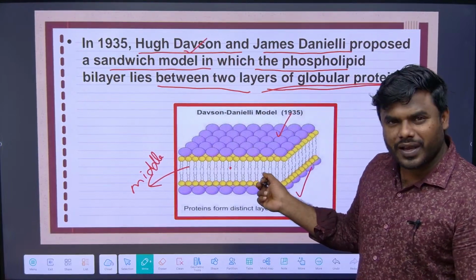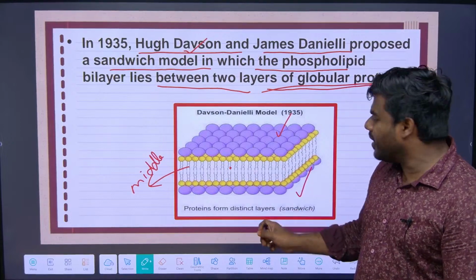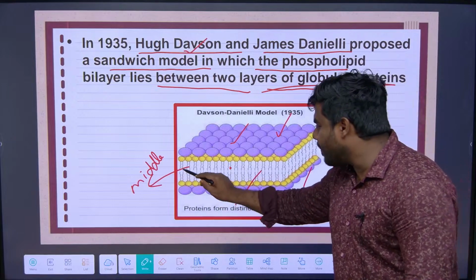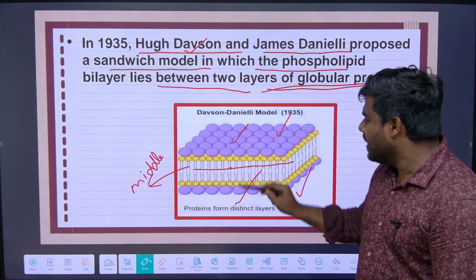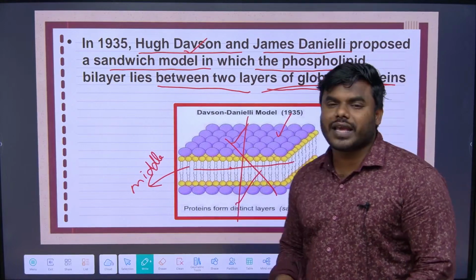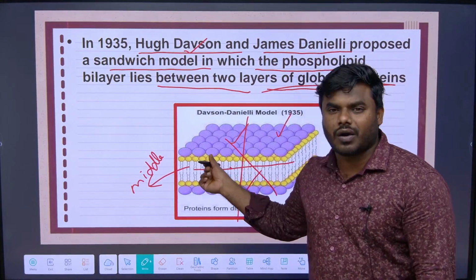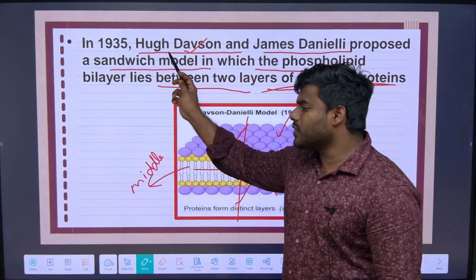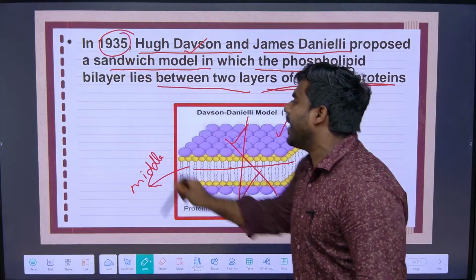But what you people can observe is that, according to this model, only proteins are located on the top and lower layers and the lipid bilayer is located in the middle. So this is also not a correct model, as it did not explain the proper structure of the plasma membrane. This was proposed in the year 1935.